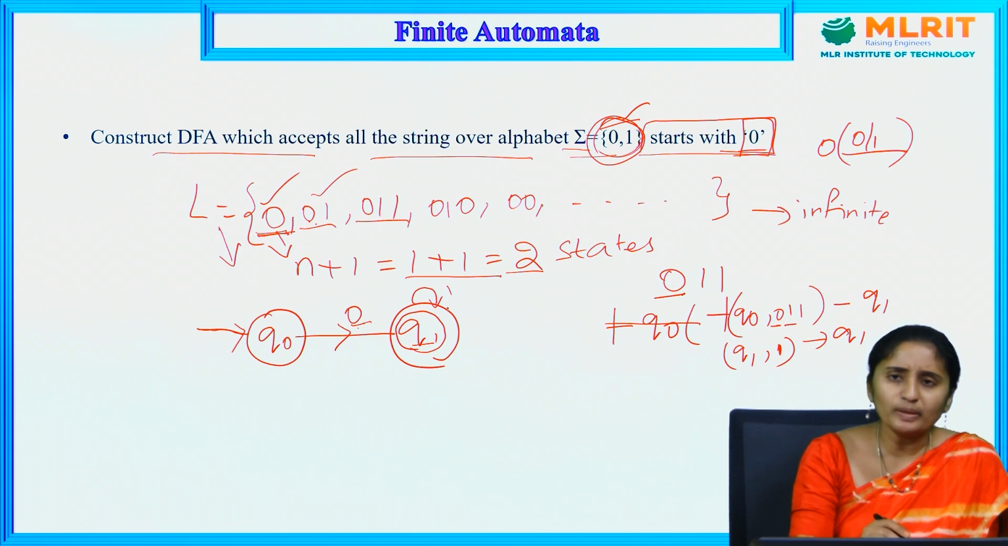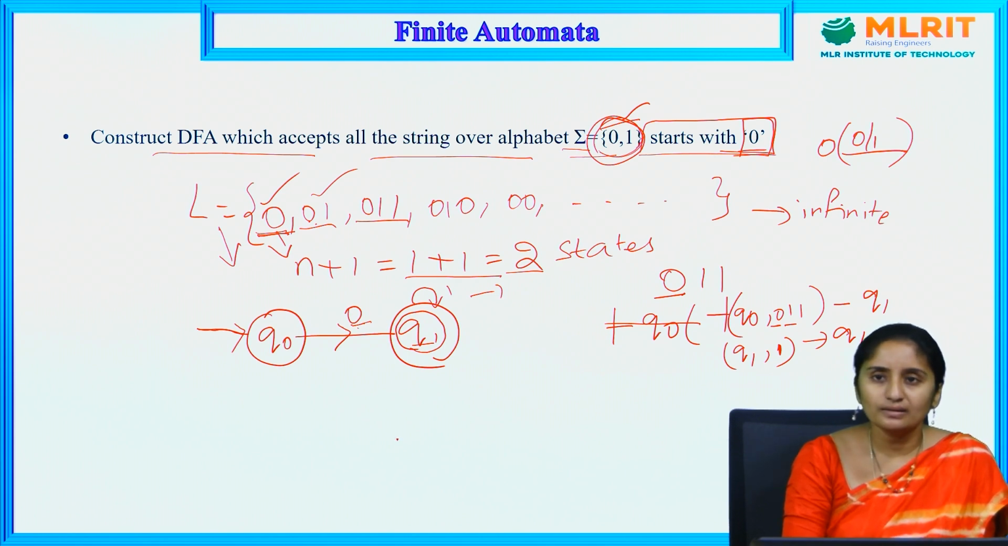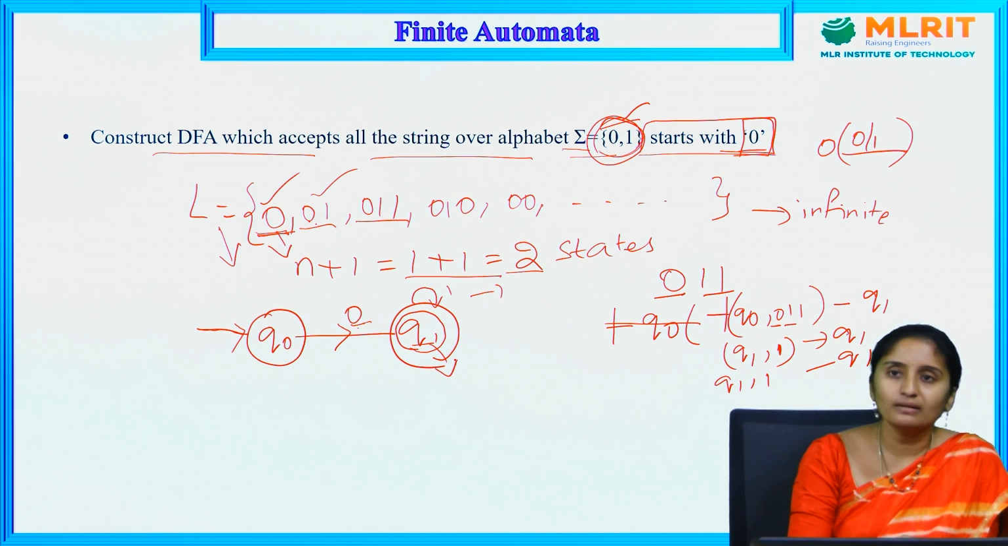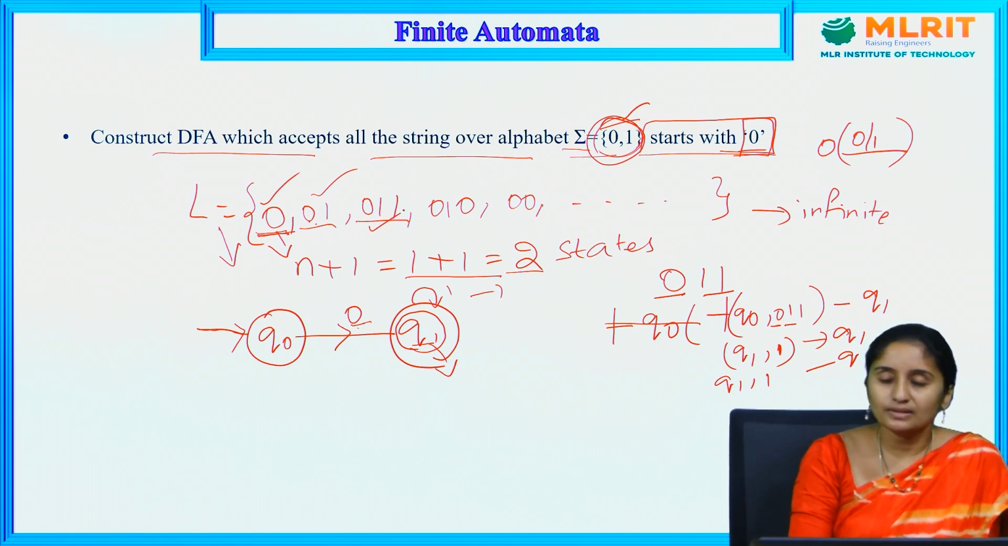A self loop is nothing but I can read it any number of times based on my string. So again from Q1 on 1 input, where is it moving? Q1. Q1 is my final state. So the string is accepted based on this diagram.